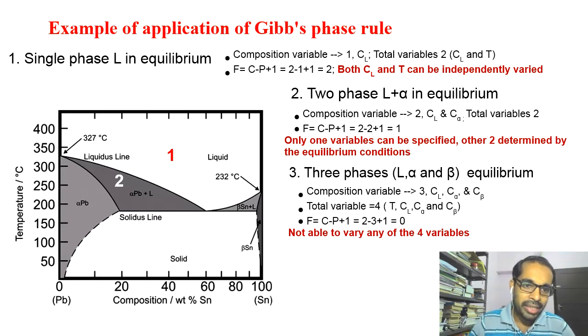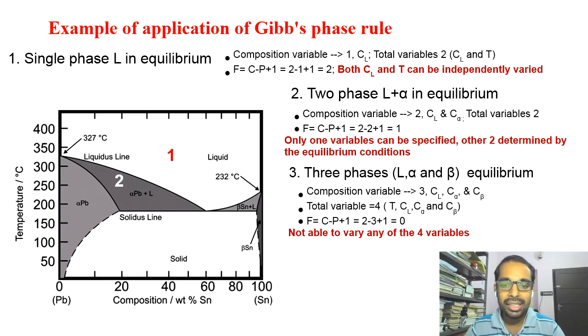Here you just imagine that in that particular region we keep the temperature fixed. Temperature fixed means we can draw a line horizontally along this region, and on the left hand side there will be C alpha, and on the right hand side there will be Cl. Once we fix the temperature, we can only have one fixed value of C alpha and one fixed value of Cl. We cannot have different values of these. That is what we inferred from the Gibbs phase rule.